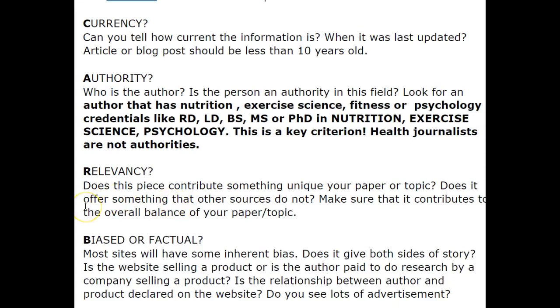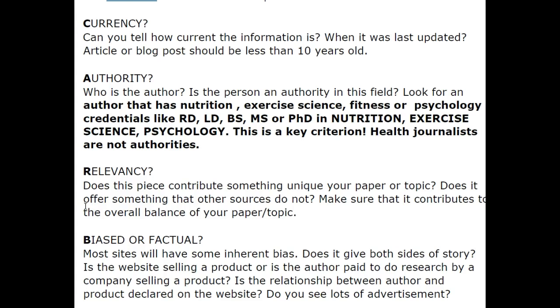The first criteria is C for currency. How old is the information that you're reading? When was the blog or article posted? Was it updated? Articles or blog posts should be less than 10 years old. And this refers to the information you're reading. We'll talk about the references when we get to the S for supported criteria.